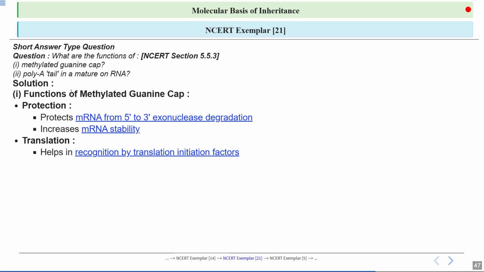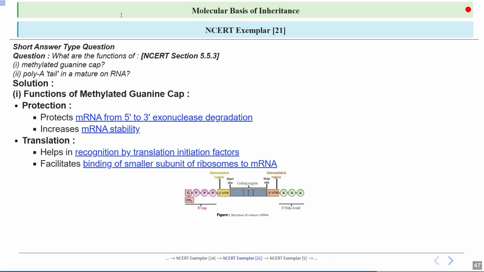And when this tag, the methyl guanine cap, is present at the 5 prime end, it is recognized by the translation initiation factors, and then the translation will begin. It also facilitates binding of the smaller subunit of the ribosome to the mRNA. So you can see at the 5 prime end you have this methylated guanine cap. This is methyl guanosine triphosphate at the 5 prime end. At the 3 prime end you have the poly A tail.